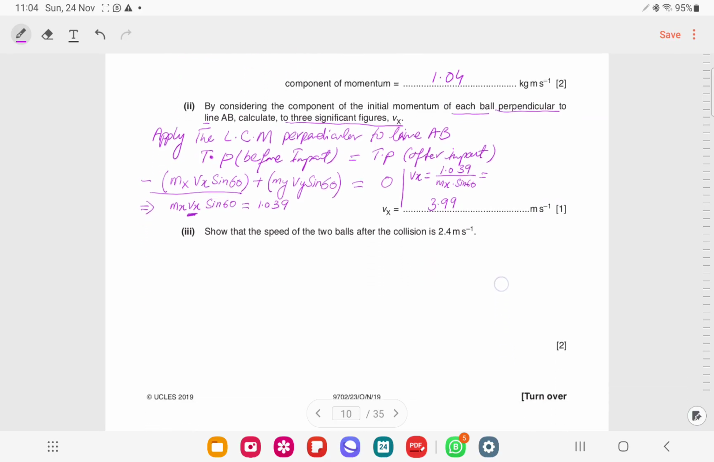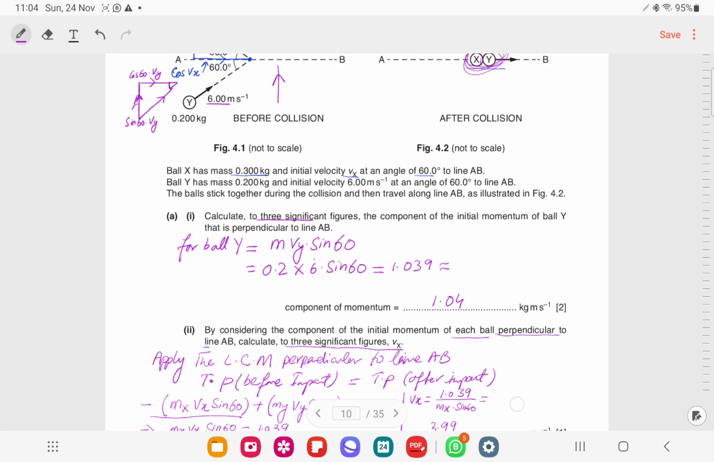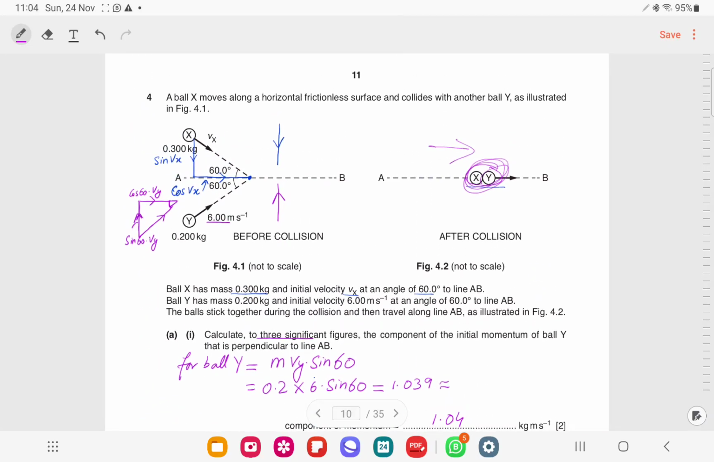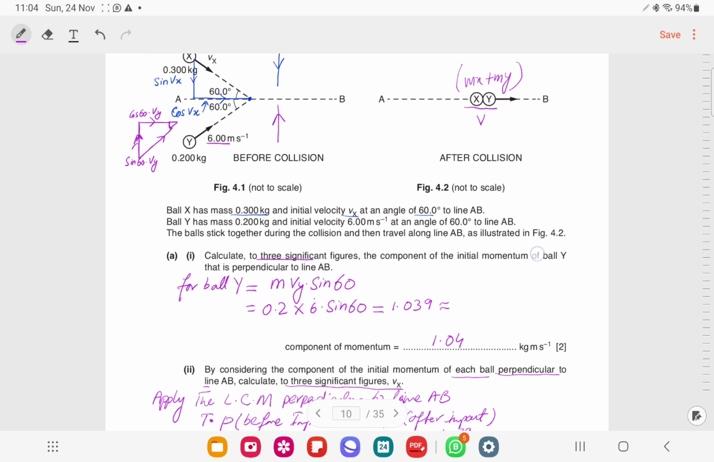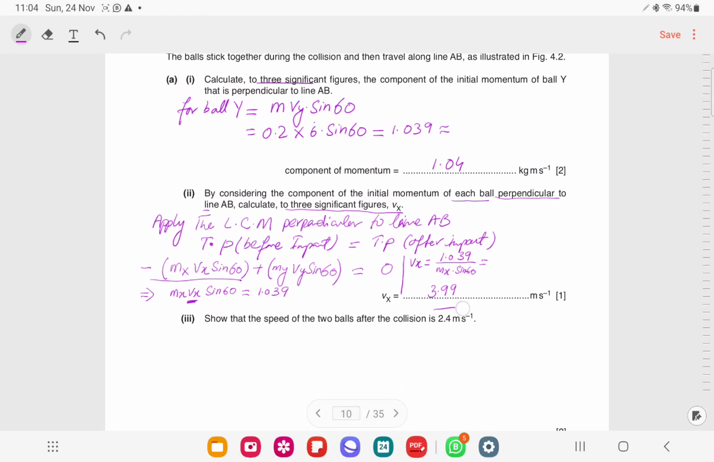Okay. Now, what is suggesting that, show that the speed of the two balls after the collision is 2.4. And by the way, in the situation after collision, both the balls are embedded together. They are joined together and moving in the same direction. So over here, the bodies collide, they stuck up, so their masses are added up as a combined mass, mx plus my. So let's assume they are moving with a velocity v, and we have to show that this velocity is 2.4 ms minus 1.